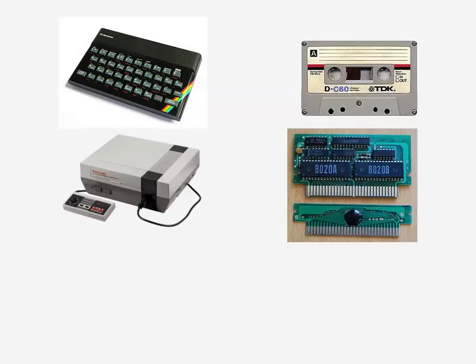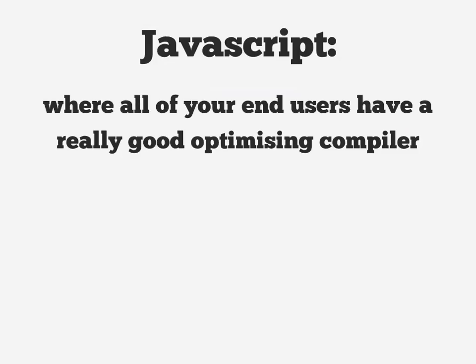And you've got to realise that all of this is something that's pretty much unique to JavaScript, because for the first time ever we've got a platform where all of your users have a really good optimizing compiler available. And even better than that, there's an arms race between browser makers to make those compilers better and better, and eval is what gives you access to all of that power.